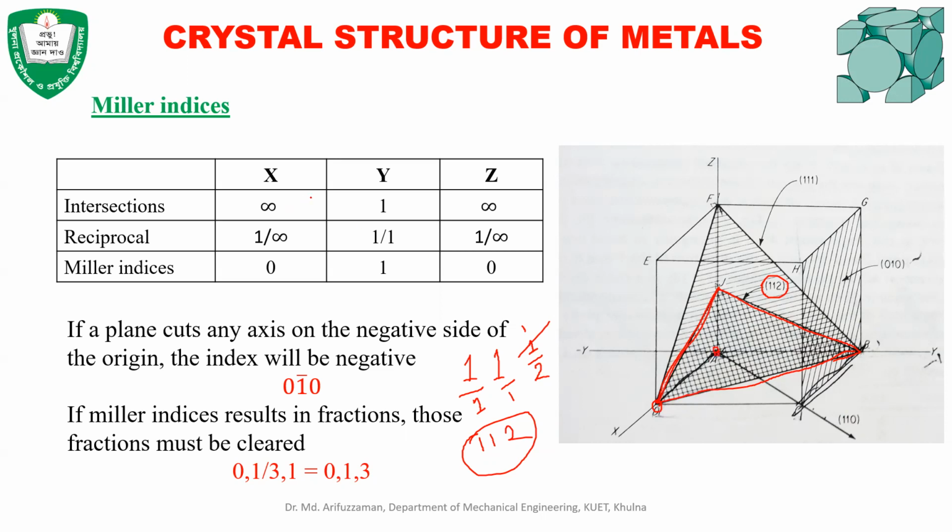So let's put the x intersection as 1, and the y intersection is also 1, and the z intersection is 0.5. That means half. Okay, and you do the reciprocal. That means 1 over 1, 1 over 1, and you do the reciprocal of 1 over 2. And finally, it becomes 1, 1, and 2 goes to the up, and it becomes 2. Then you get the Miller indices 1, 1, 2.